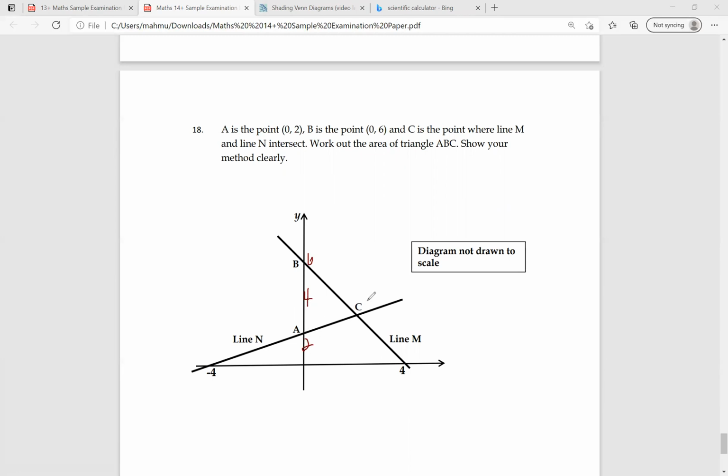And now from A to C, C is where the lines M and N intersect. So we need to find this angle. We don't know the steepness. That's the problem. So we need to find this side. If this is 4, this is 4, this is -4, this is 0. So I'm assuming that's going to be 2.5.